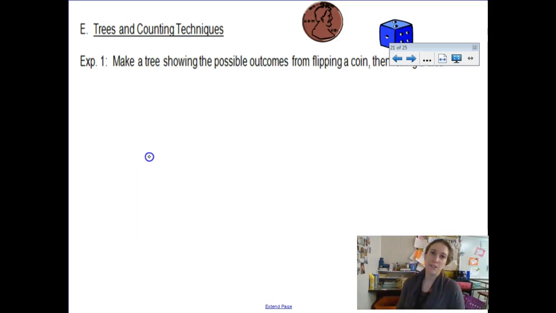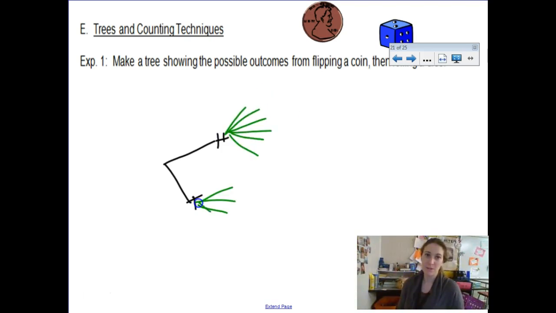Okay, counting trees. Oh gosh. Trees are awful. So I'm going to do one, and then I'm not going to do another one ever again. So flipping a coin and then rolling a dice. So I flip a coin. It's either going to land on heads or tails. But then after that, I'm going to roll a dice. So 1, 2, 3, 4, 5, 6 outcomes. And you guessed them. There are 1, 2, 3, 4, 5, 6.